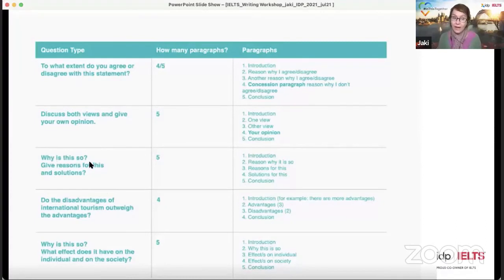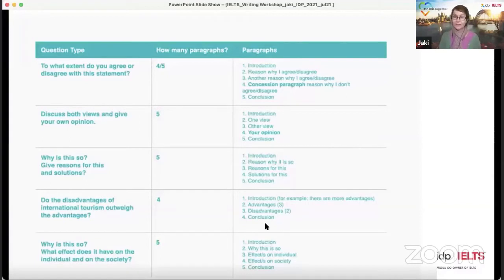Why is it so? Give reasons. This is a bit like the one we just did, isn't it? The one about the news. Why don't young people watch the news? What are your suggestions? So introduction, reasons, solutions, conclusion. Oh, here's the one we just looked at. Disadvantages outweigh the advantages. So we have the introduction, the advantages, the disadvantages, conclusion.